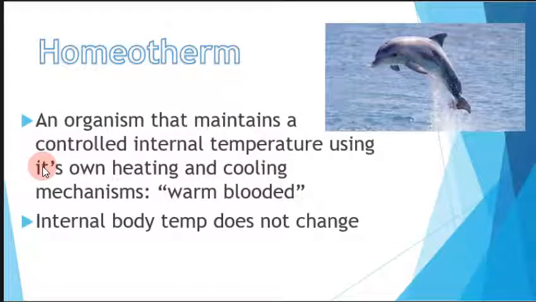All right, he's cute. Also, another type of homeotherm or warm-blooded creature is a dolphin, right? Those are mammals. So what is a homeotherm? Homeotherm is essentially a synonym for warm-blooded, right? It is an organism that maintains a controlled internal temperature using its own heating and cooling mechanisms, therefore warm-blooded. Its internal body temperature does not change. So your body temperature does not change unless you have a fever, you're sick. And that's part of homeostasis too.